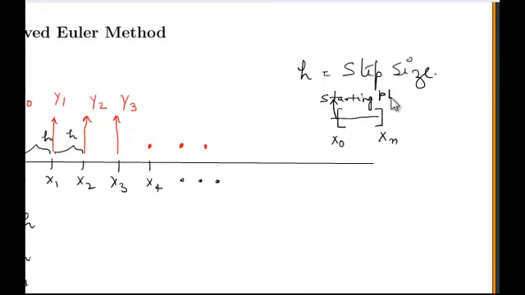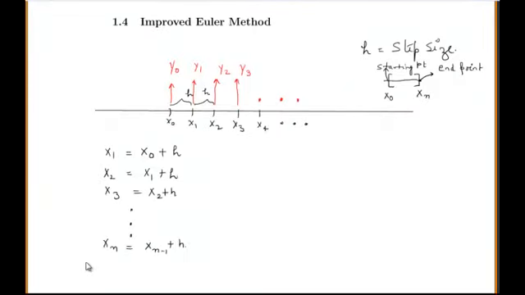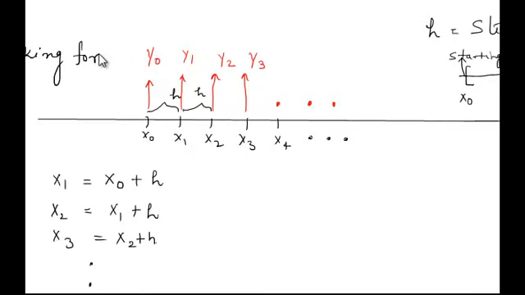We are talking about only the forward Euler method because we are moving in the forward direction: x0 plus h, x1 plus h, and so on. We take a small step size and we go till the end point. In this interval we are trying to look for a solution, so the termination will be at xn. Corresponding to each x, I am looking for y0, y1, y2, y3.